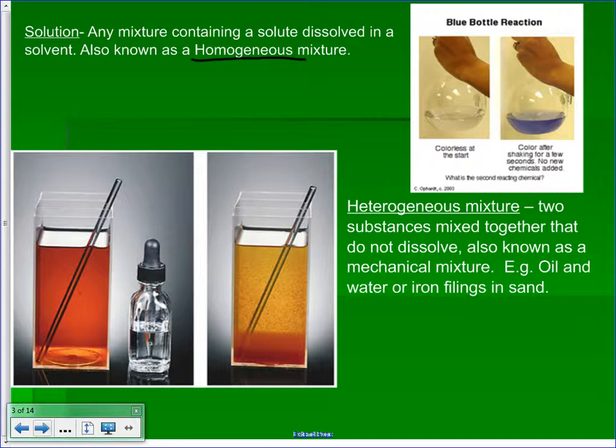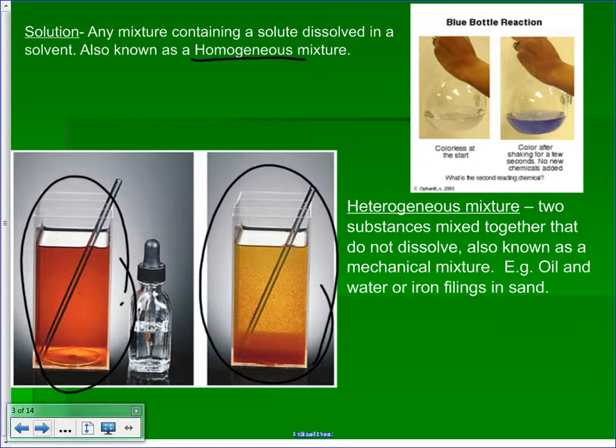Now, if you have a mixture that has one visible part, you have a homogeneous mixture or a solution. If you have a mixture with more than one visible part, you have a heterogeneous or mechanical mixture. It is not a solution. Everybody with me there? I will expect you to be able to use the terms homogeneous and heterogeneous.